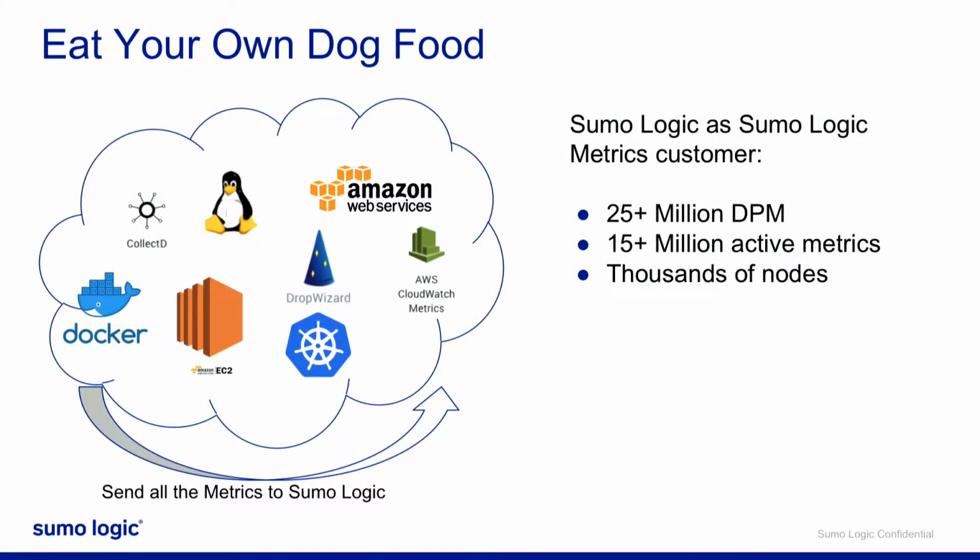So we have all of the data that is produced by all of our services on all the deployments ingested directly into Sumo Logic, right? And in terms of Sumo as a metrics customer of Sumo Logic, we actually produce, on average, about 25 million data points per minute. We have 15 million plus active metrics that are continuously sending data to us, and thousands of nodes from which those metrics are coming. Just to visualize that a bit, let's think about it as an equivalent of about 10 to 11 terabytes of logs per day.